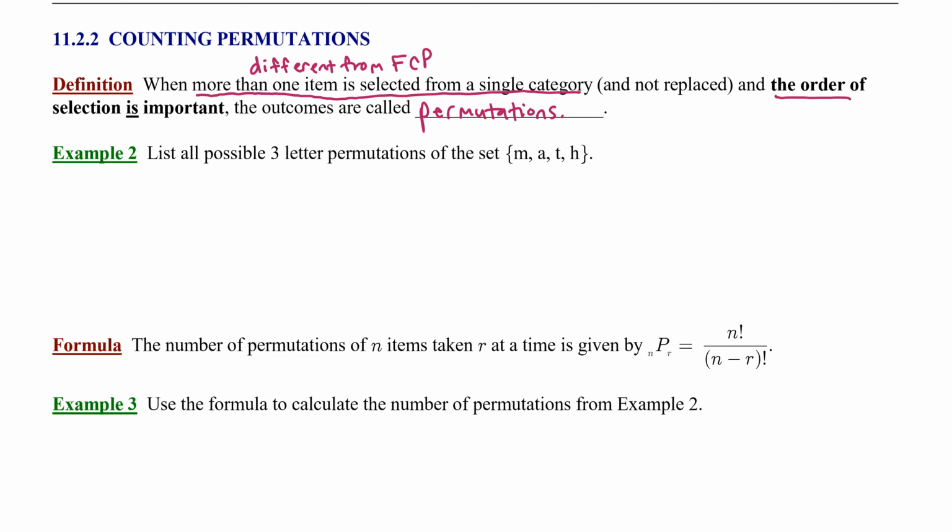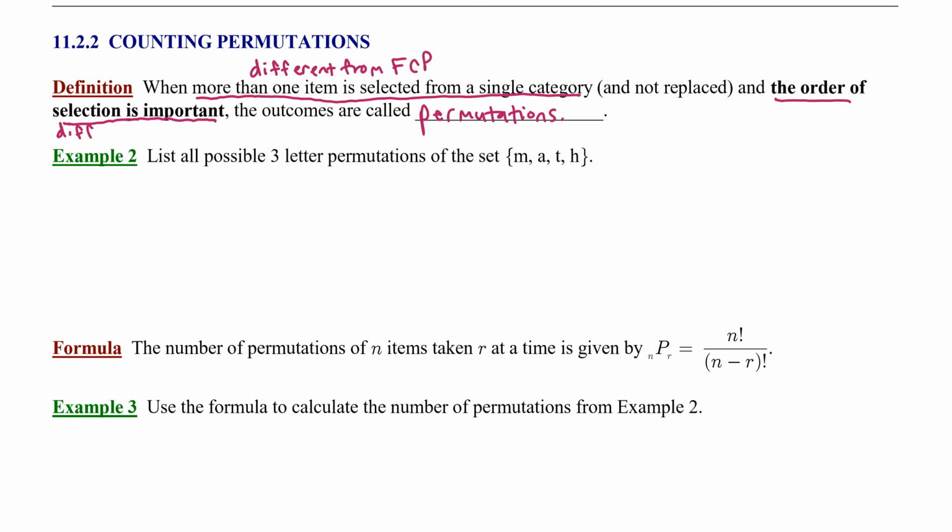So if the order of selection is important, it's going to be a permutation, but this is how it is different from a combination, which we'll learn in section 11.3. Okay, so for now, to count a permutation, we're realizing we're going to select more than one item per category, and the order is going to be important. Now, if you're unsure at this point, that's okay. We're going to do a lot of examples to further develop this concept.